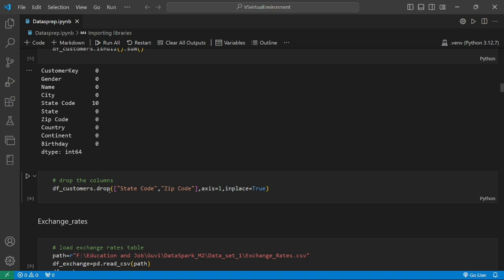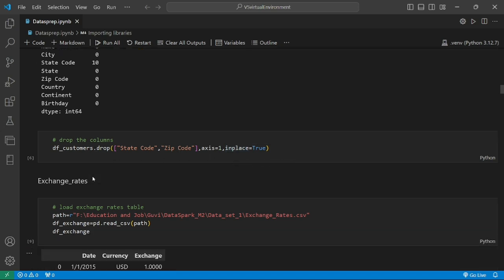Now what we are going to do is, we already saw the data and analyzed whether it's necessary or not. Now we are going to drop this, we don't need it, it's already null values. If we needed it, we would change the null values into zeros, but now we don't need this, so we are going to drop the state code column and zip code column. Axis 1 means column, and inplace true means it will change the original data frame.